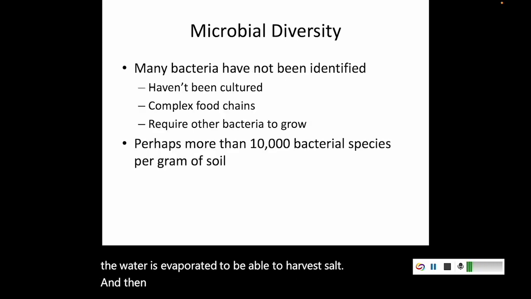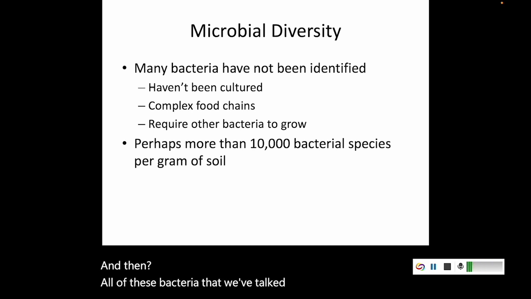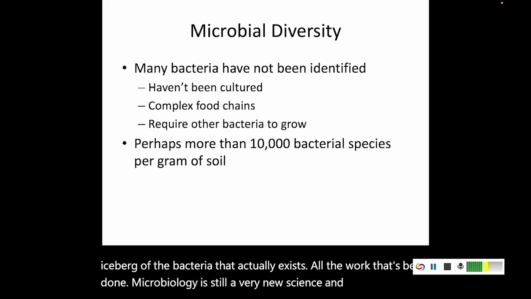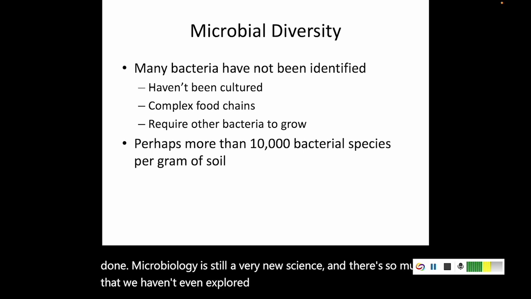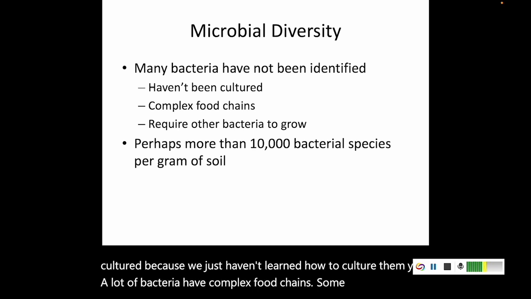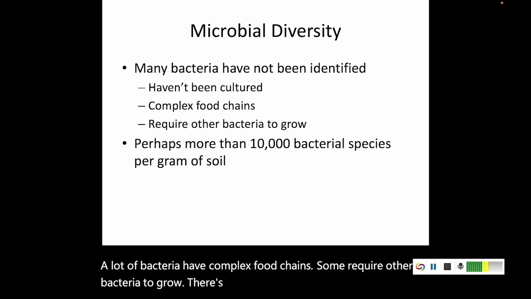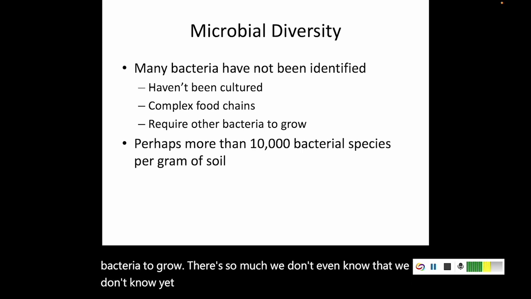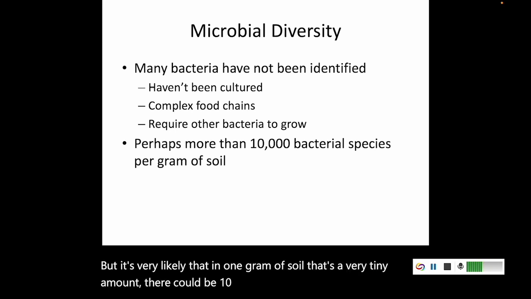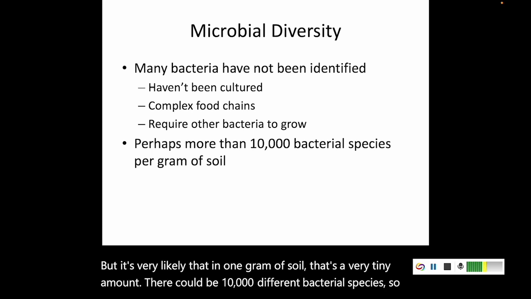And then all of these bacteria that we've talked about is only the tip of the iceberg of the bacteria that actually exist. All the work that's been done, microbiology is still a very new science, and there's so much that we haven't even explored. A lot of bacteria haven't been cultured because we just haven't learned how to culture them yet. A lot of bacteria have complex food chains. Some require other bacteria to grow. There's so much we don't even know that we don't know yet. But it's very likely that in 1 gram of soil, that's a very tiny amount, there could be 10,000 different bacterial species. So this makes me excited for the future of this science.